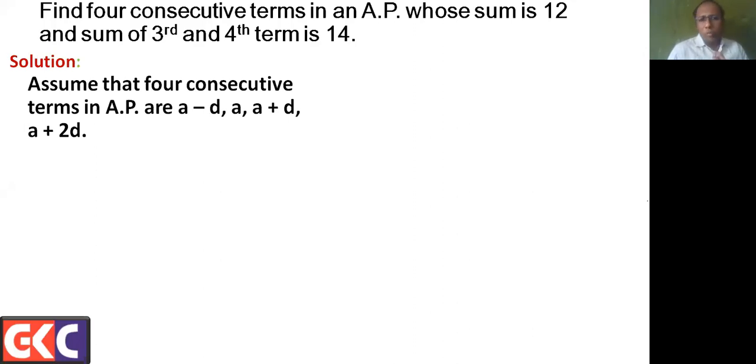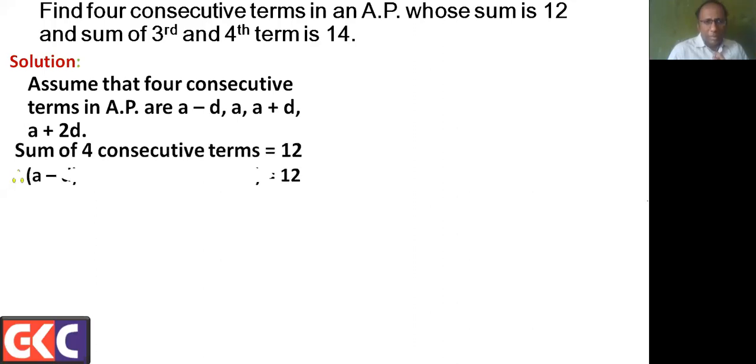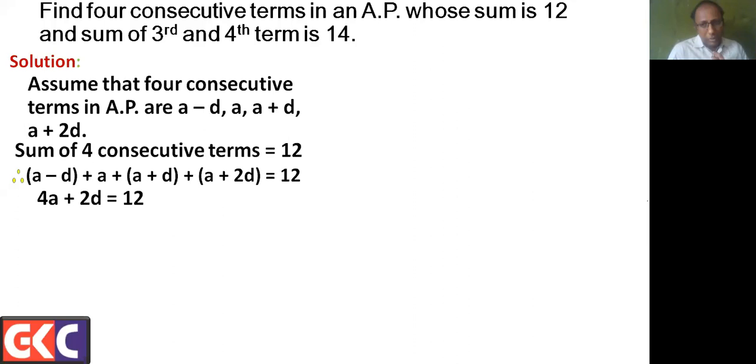Okay, the sum of the 4 consecutive terms is 12. So automatically what will happen? A minus D plus A plus A plus D plus A plus 2D equals 12. Now minus D plus D gets cancelled, but the 2D does not get cancelled. And A is 4 times, so what will I get? 4A plus 2D equals 12. If you see, all are even, so can I divide throughout by 2? Yes, I can. So I'll get 2A plus D equals 6. This is by dividing throughout by 2.